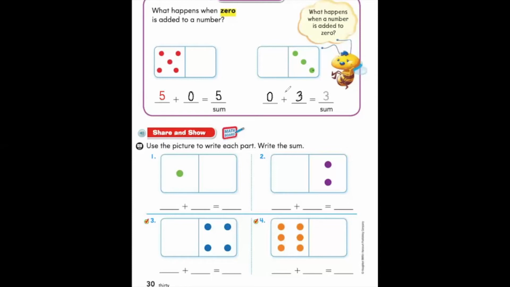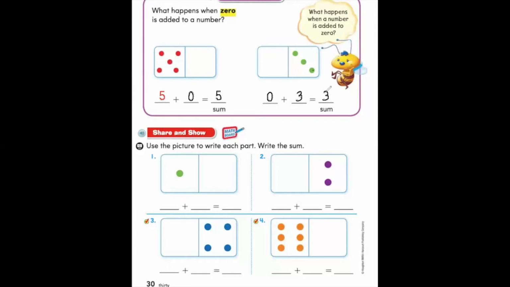0 plus 3 equals 3. What happens when a number is added to 0? Well, we just saw that the sum is still that number. 0 plus 3 equals 3. 0 does not change the sum.